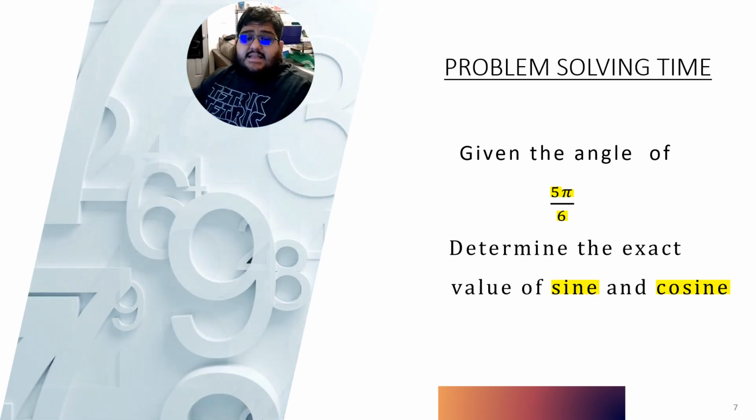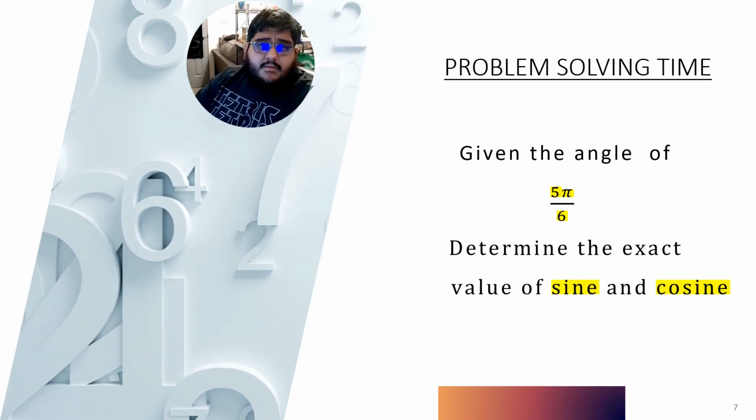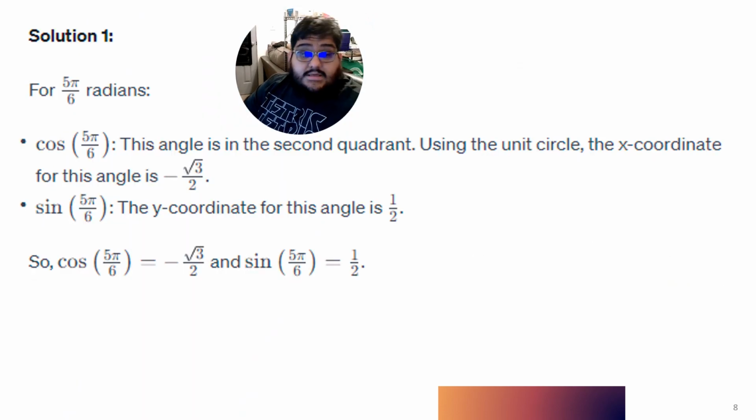Going to the next slide, we can see the solution right here. For 5 pi over 6, this angle is in the second quadrant, which again, we have 4 quadrants. In quadrant 1, everything is going to be positive, and for the other quadrants, you have the mnemonic: all students take calculus.